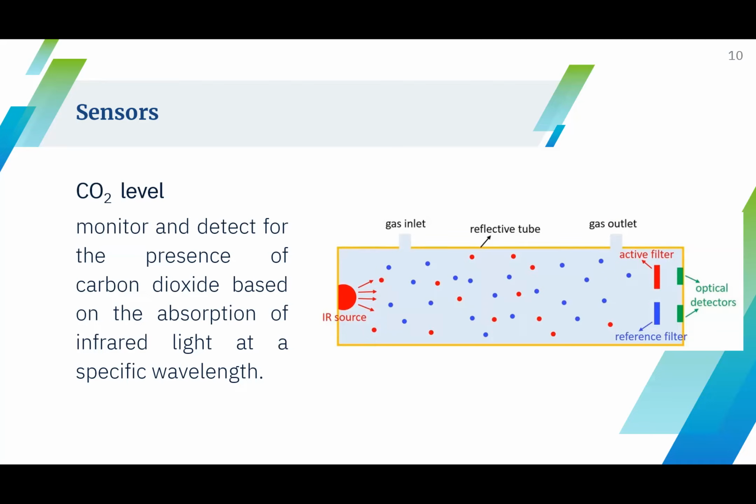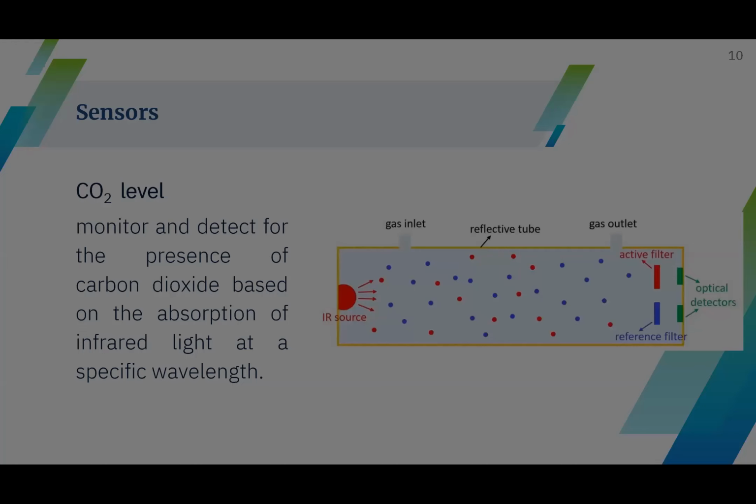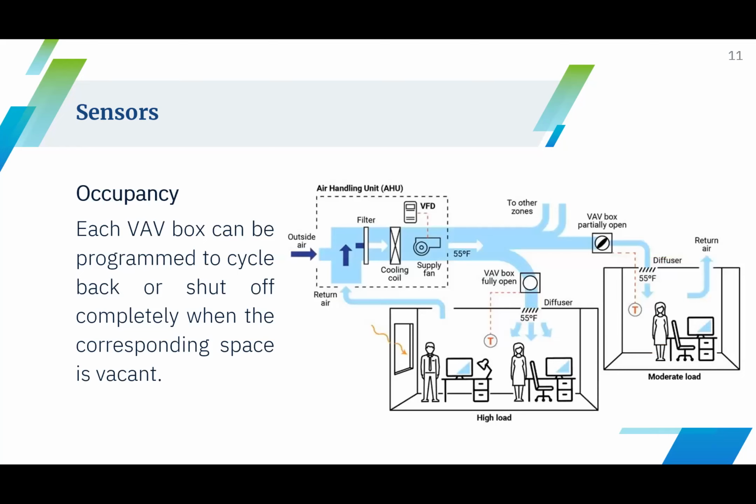Here is an example of a CO2 level sensor. It's called the NDIR sensor. CO2 level sensors monitor and detect the presence of carbon dioxide based on the absorption of infrared light at a specific wavelength. An NDIR sensor comprises an infrared source, a light tube, a bandpass filter, and a detector.